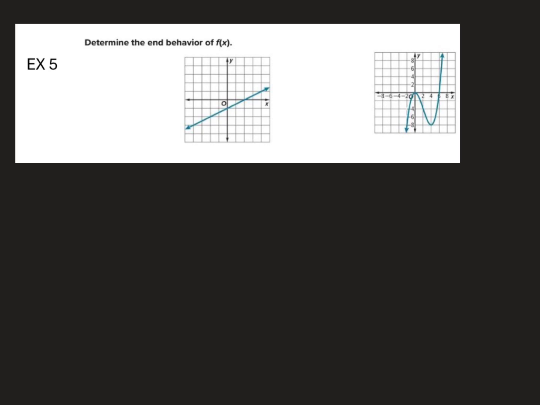So we're going to determine the end behavior of both of these, and we'll call both of these f of x. So the first thing I want to point out is you're going to have, as x increases, comma, y, and then we're going to fill in the blank. And then you're going to have as x decreases, comma, y, then we have to figure out what y is doing. So let's do that now.